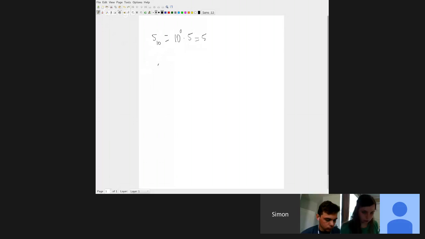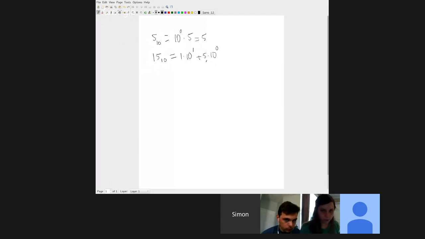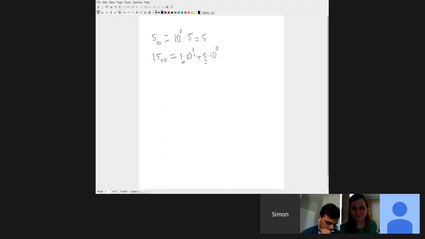But we can extend this example and say what will be 15 in base 10. 15 in base 10 will be 1 times 10 raised to the power of 1 plus 5 times 10 to the power of 0. So 1 and 5, those are digits of the original number 15. And those powers of 10 are written in decreasing order.